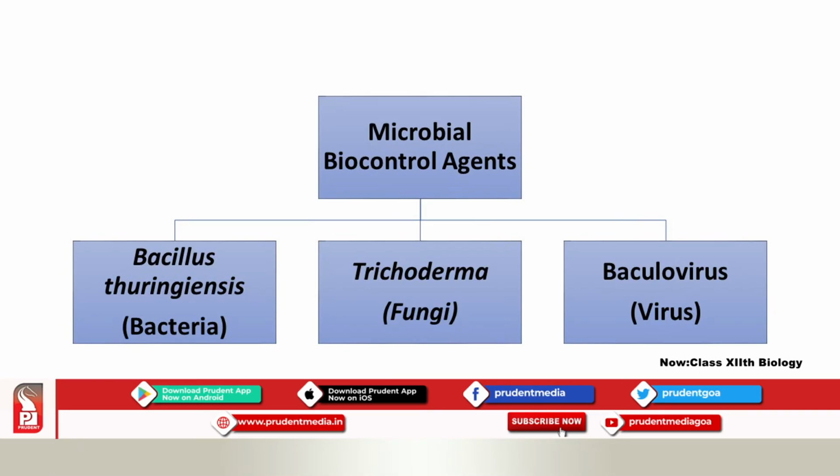Now, in this chapter, on microbial biological agents, we are going to study 3 types. I want you to mark this in your textbook and make a chart like this. They are of 3 types: Bacillus thuringiensis, also called Bt, which you will study in biotechnology and which is a bacterium. Then Trichoderma, a fungus, and Baculovirus, a virus. These 3 things we are going to study.